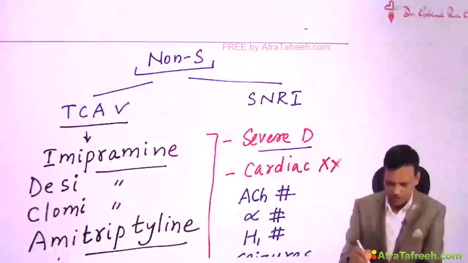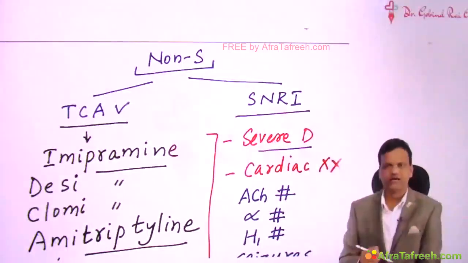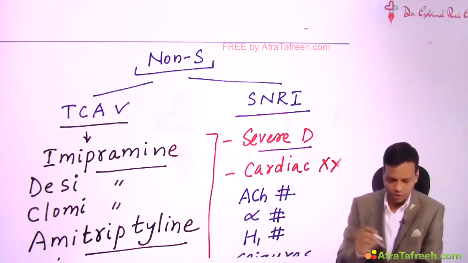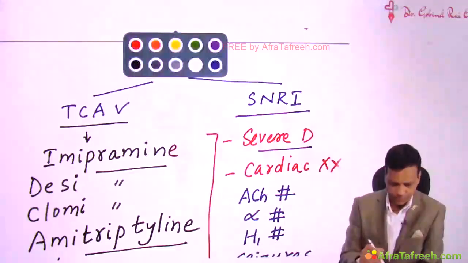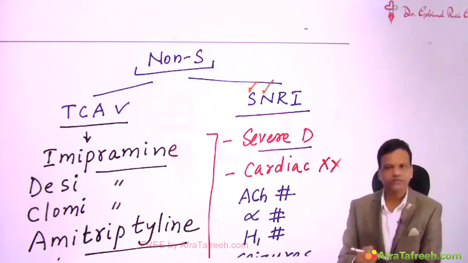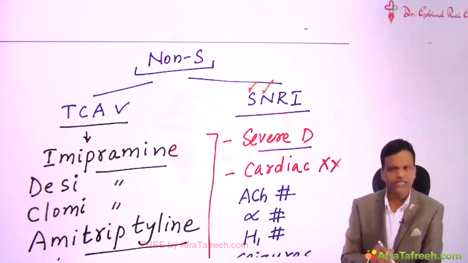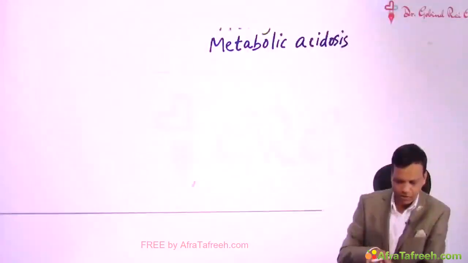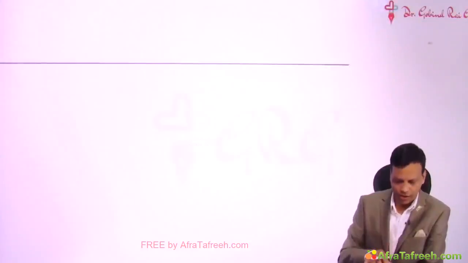The second group of non-selective drugs are called SNRI, serotonin noradrenaline reuptake inhibitors. Now this group of drugs inhibits the reuptake of serotonin and noradrenaline. This is also done by TCAs. So how are they different from TCAs? SNRIs inhibit the reuptake of only serotonin and noradrenaline.